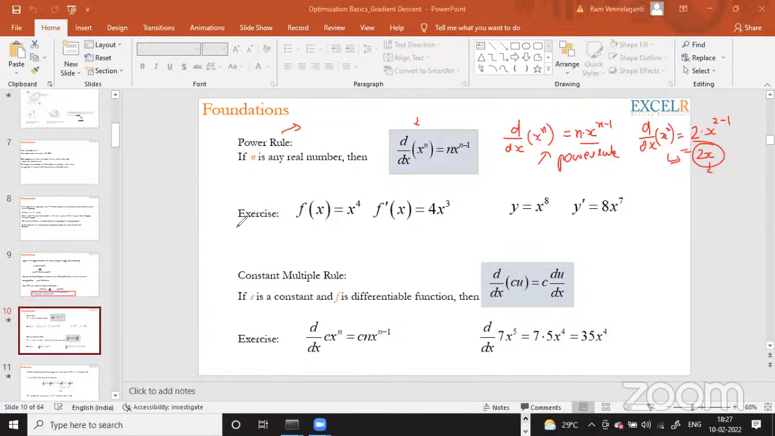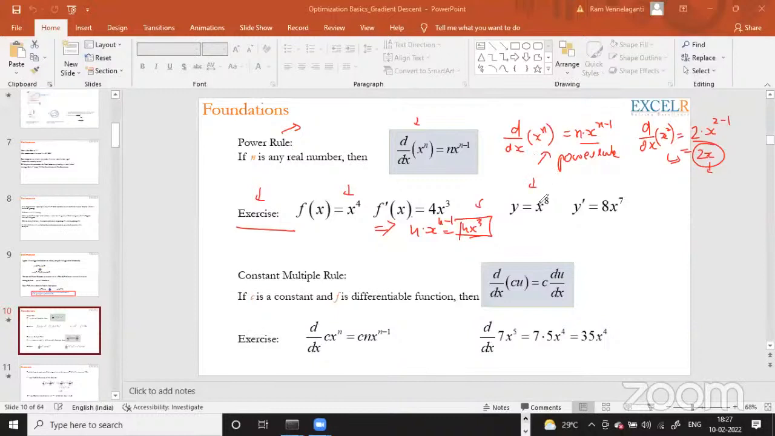Similarly, there is another example for us. f of x is equal to x power 4. Then what is f dash x? You can write this as 4 into x power 4 minus 1. This is 4x cubed for us. This is the differential of x power 4.